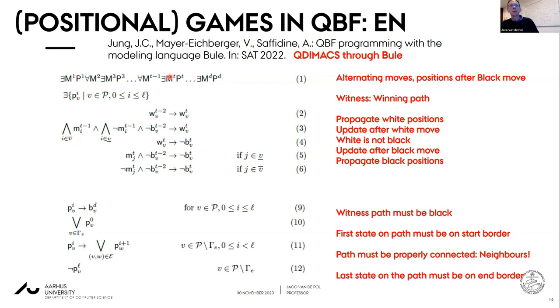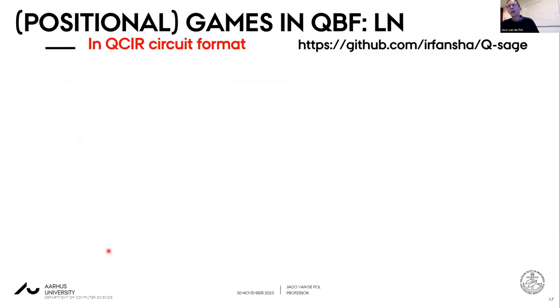And this is what we call the symbolic, using the symbolic neighbor relation to enumerate all paths. And if you want to go one step further, and if you want to also be symbolic in the board positions, then you get this kind of encoding. Now we use a circuit format.